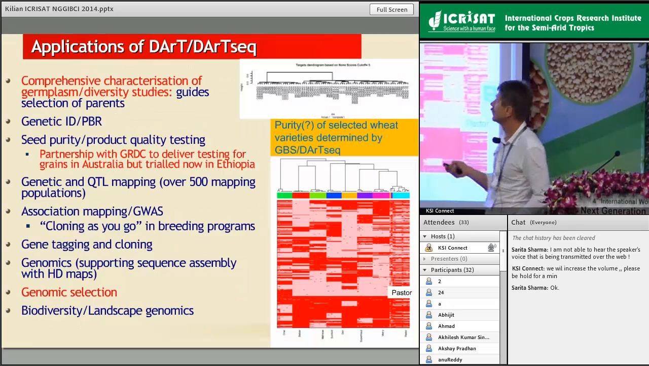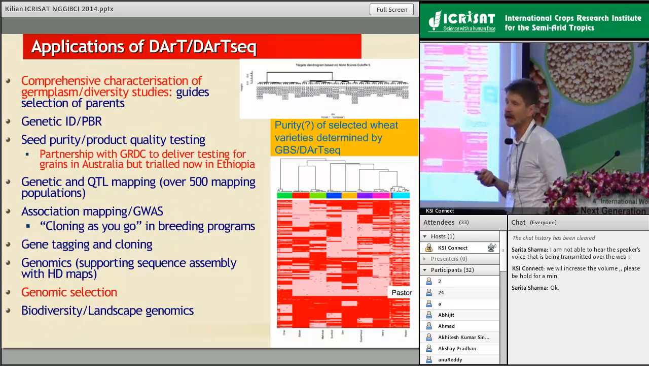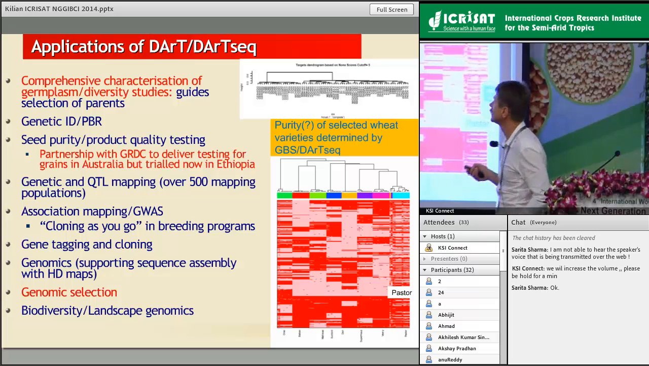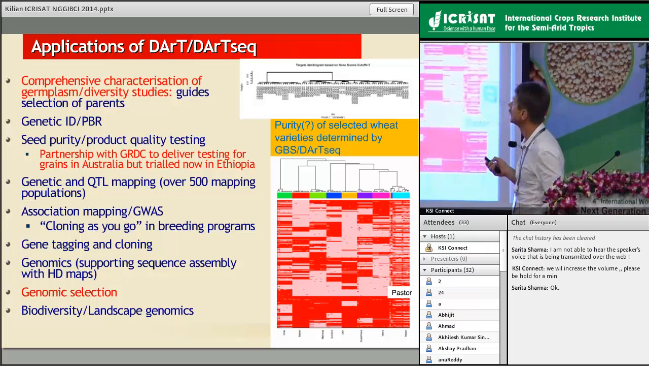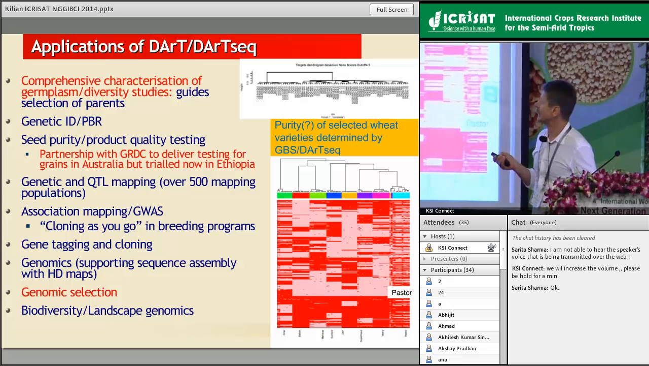So these will look very similar, so I'll go very quickly. I anticipated Jesse talking in some way. I'm glad that he covered a number of things that I wanted to mention here. So comprehensive germplasm characterization and diversity studies and guiding selection of parents, that's the best entry for any breeder to improve their breeding efficiency before any other technology that is listed before. So I strongly encourage those who have not done it in any crop.